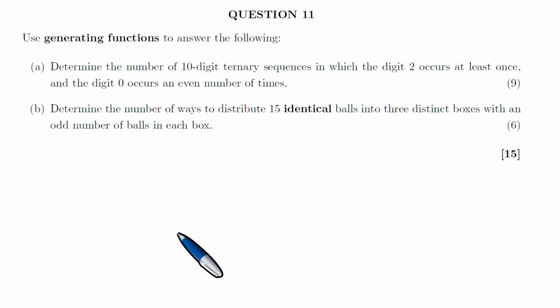Okay, there are things we call generating functions. Here's question 11 on generating functions, 15 marks total. So obviously we're dealing with distributions, and we mentioned the idea of distributions in one question. Use generating functions to answer the following. Determine the number of 10-digit ternary sequences in which the digit 2 occurs at least once and the digit 0 occurs an even number of times.